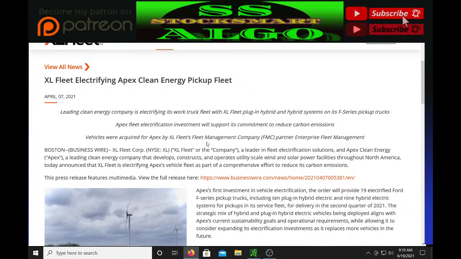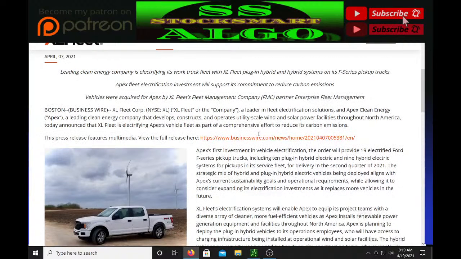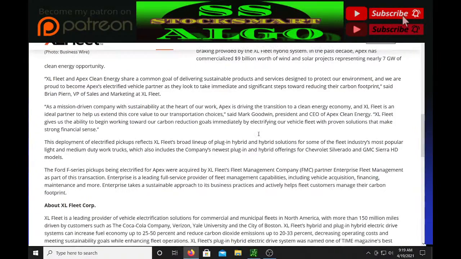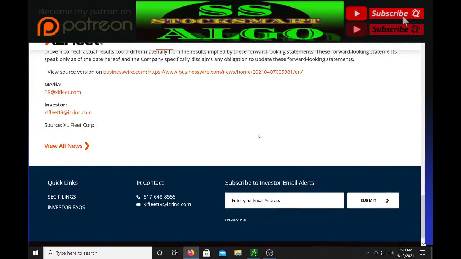Vehicles were acquired for Apex by XL Fleet's Fleet Management Company, FMC, Partner Enterprise Fleet Management. Okay. Well, I think that's about it for XL Fleet.